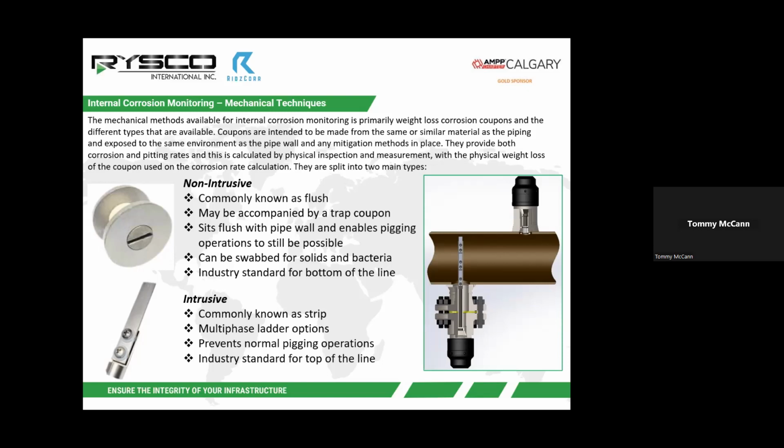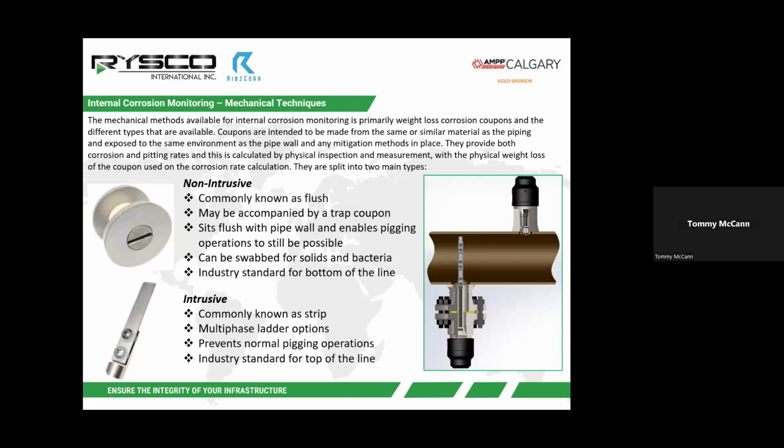They sit flush with the pipe wall. That's very important because it means you can pig past the location. There's no danger of the pig being damaged, hung up or stuck in the system because of the coupon. Very handy tool for swabbing, so you can take samples for solids and fluids, and most commonly the fluids would be used for bacteria measurement. Definitely the industry standard when you have a bottom of the line access location.